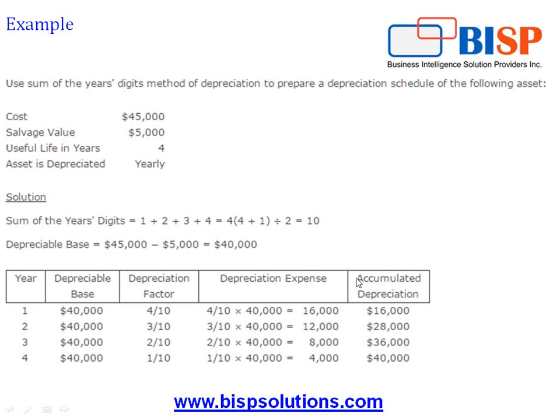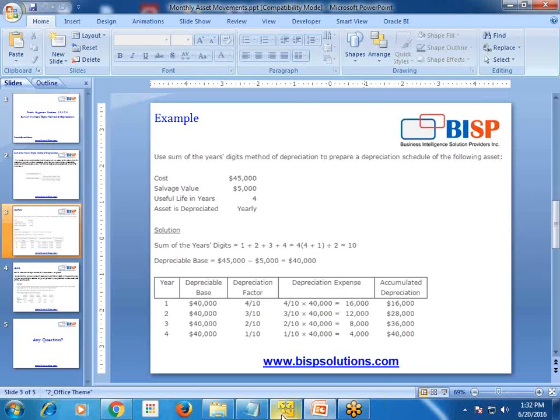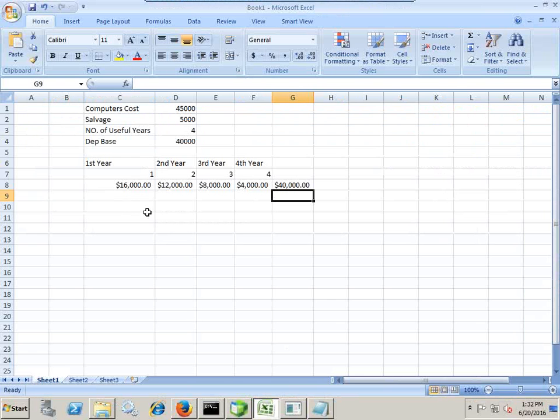Okay, now before we run this in Essbase, let's do the same calculation in Excel in order to make it easy to understand. I have already captured the values here. The computer cost is my asset, and the initial value is 45,000, the salvage value is 5,000, the number of useful years we assume is 4, and the depreciable base we identify by reducing the salvage value from the computer's initial cost, which is 40,000.